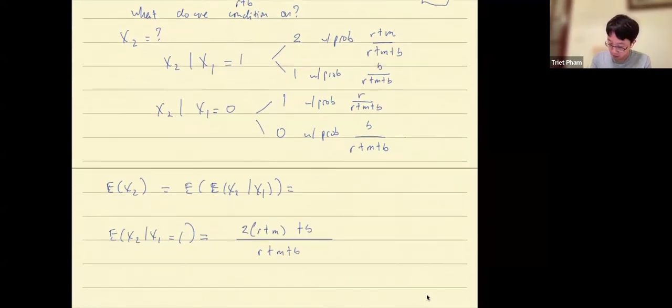On the other hand, the expectation of x2, conditioned on x1 equals 0, is just r over r plus m plus b. Okay.